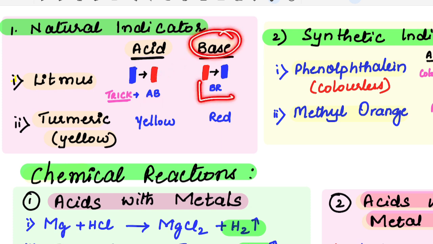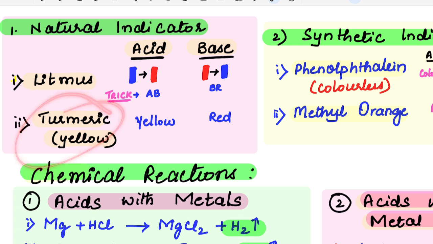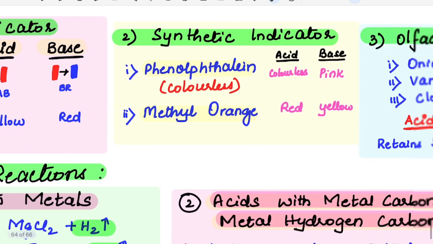And for the base, remember BR is the trick. That is, base will turn red litmus to blue. Here the color also I have given. Turmeric, if you see, is yellow in color. If you put acid into turmeric, the yellow color will remain the same. Whereas in bases, you can see the yellow will turn to red color.